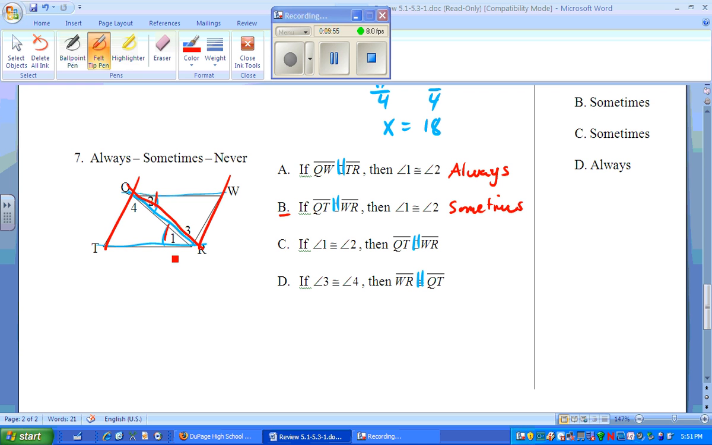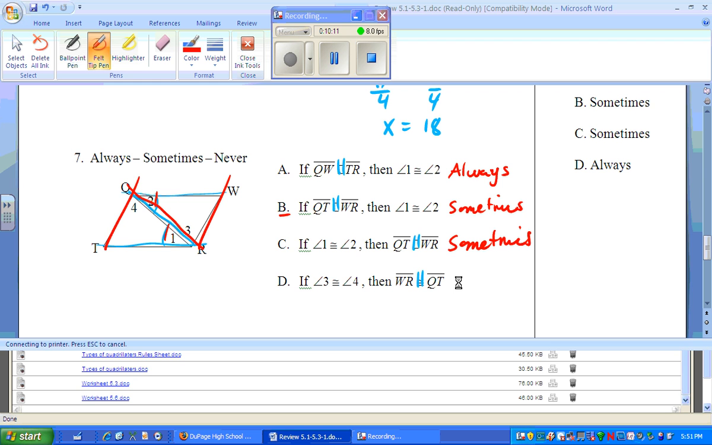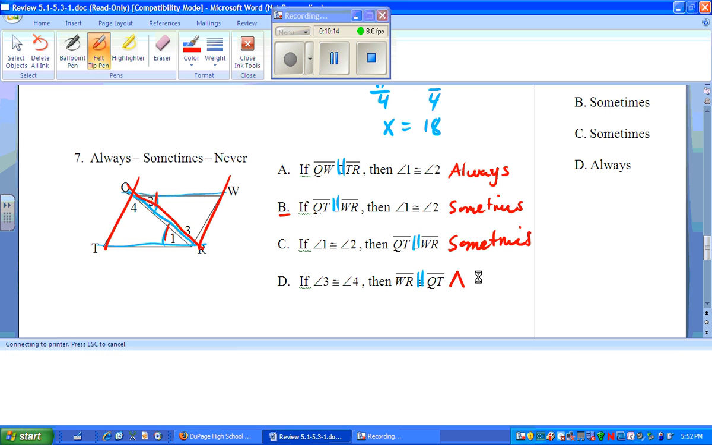See if 1 and 2 are congruent. You know QT and WR are parallel. Well, no, that's the opposite of this, so that would still be sometimes because you don't know that for sure. But if 3 and 4 are congruent, WR and QT are parallel. That is a fact. So we have that. So that ends up being always.